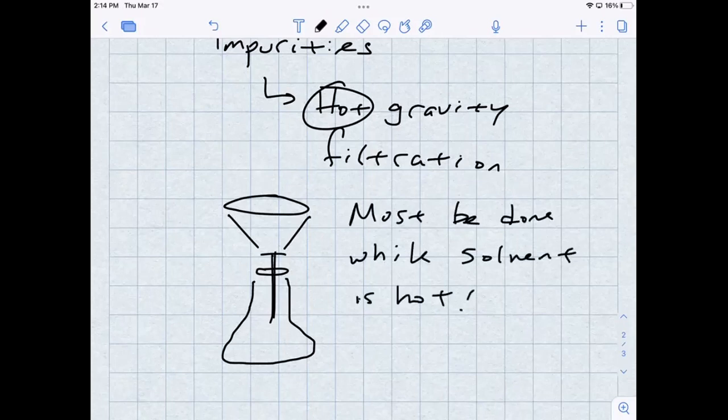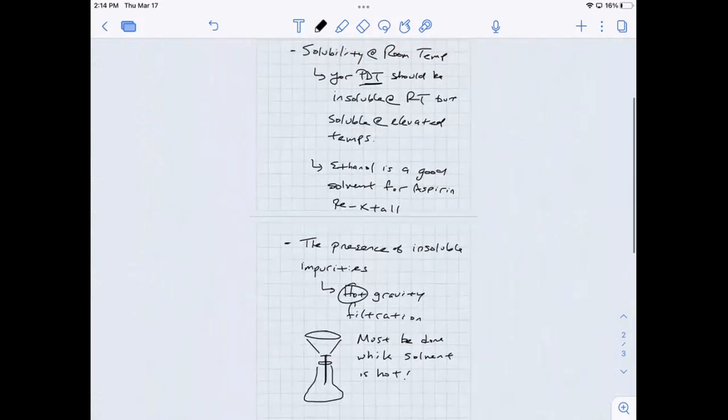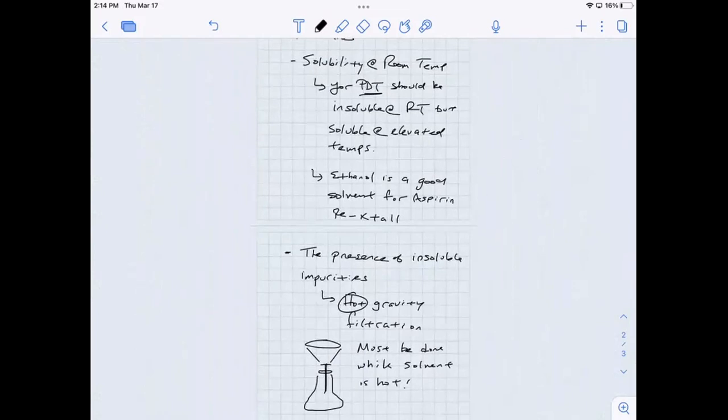So those are really the two biggest catches for recrystallization: finding the right solvent, and then ensuring that once you get your stuff dissolved, there's no trash floating around in there. And if there is, you have to do a hot gravity filtration.